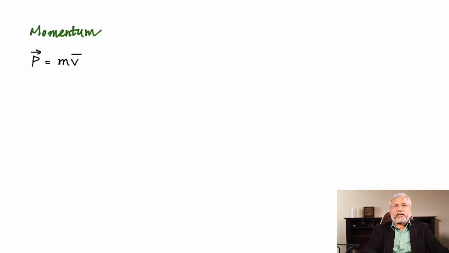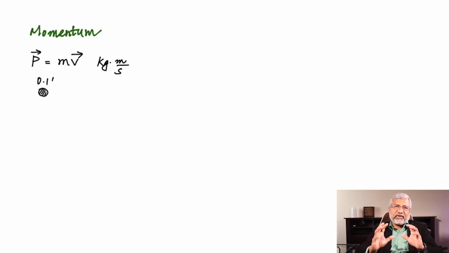So, first of all, momentum. We know that momentum is a vector quantity, and momentum is defined as the product of mass and velocity. So that's a vector, it's the product of mass and velocity, and the unit of momentum is kilogram meter per second. So that's about momentum.